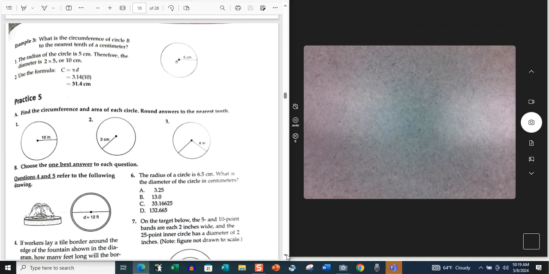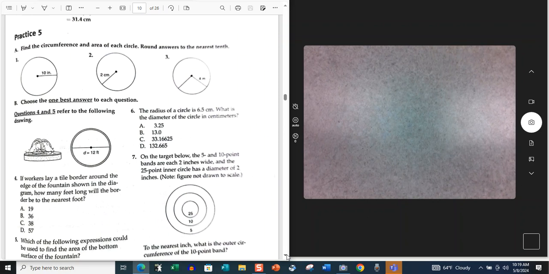Now, we're going to go to the next page, which is 397, and we're going to do some of these problems. It says here, find the circumference and area of each circle. Round answers to the nearest tenth. So let's take a look at problem number 1.